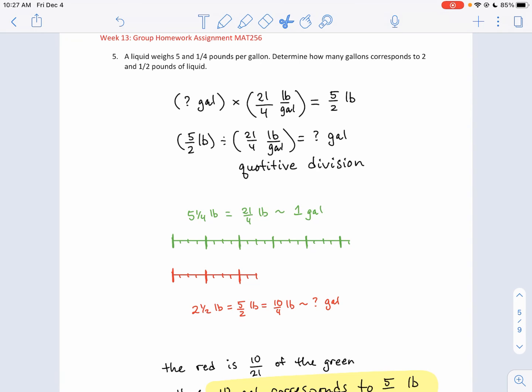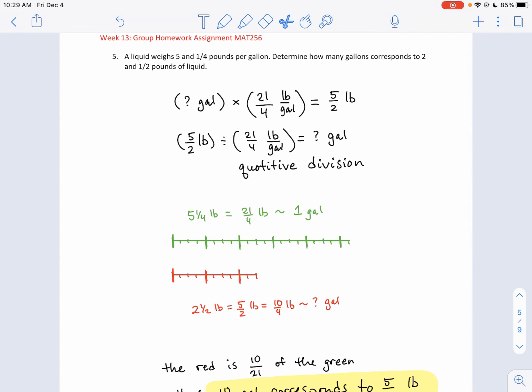And here we have the given information that we knew, that a liquid weighs 5 1/4 pounds per gallon. So that's our multiplicand. So 5 1/4 is 21 quarters. So there's our 21 quarters pounds per gallon. We're looking for how many gallons. So that's the multiplier in this case, because that gallon should match this gallon down here. And then the other information we know is that 5 halves pounds. So this is, again, quotative division.